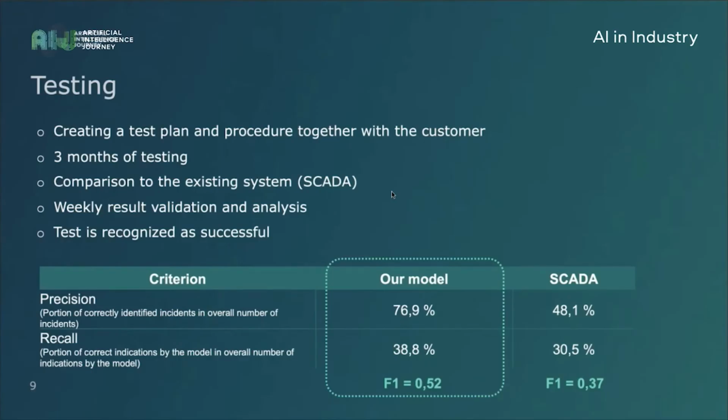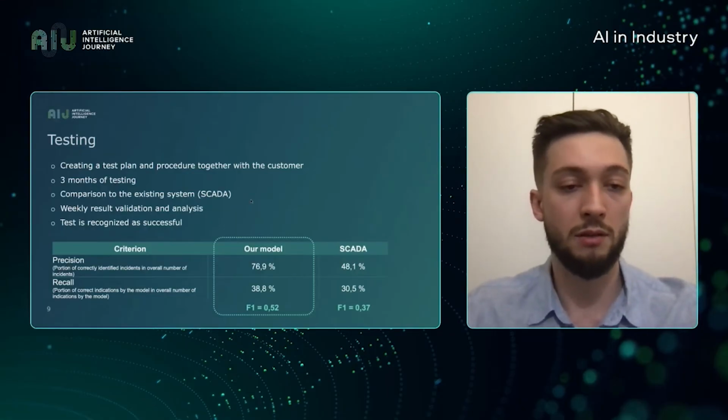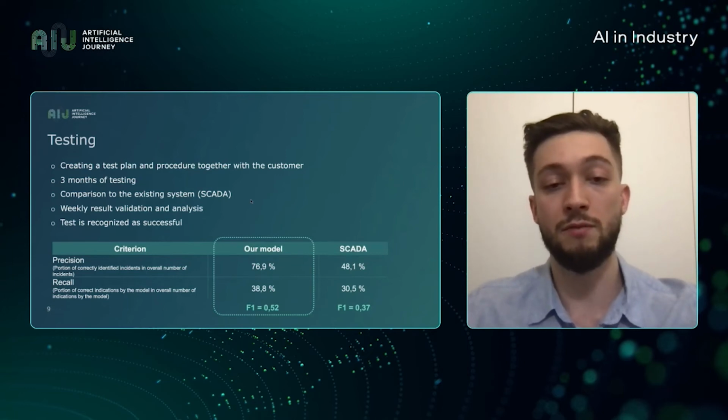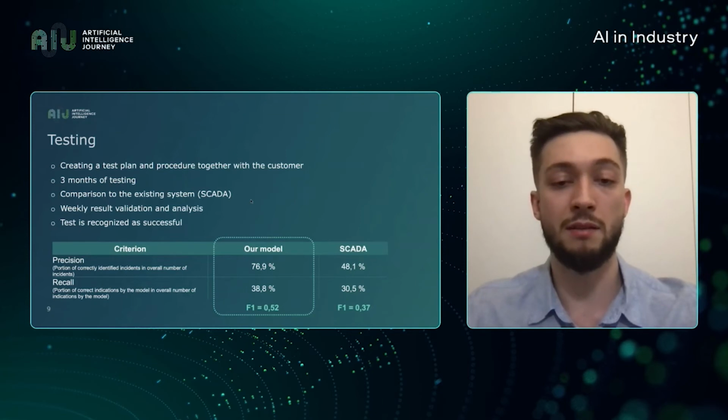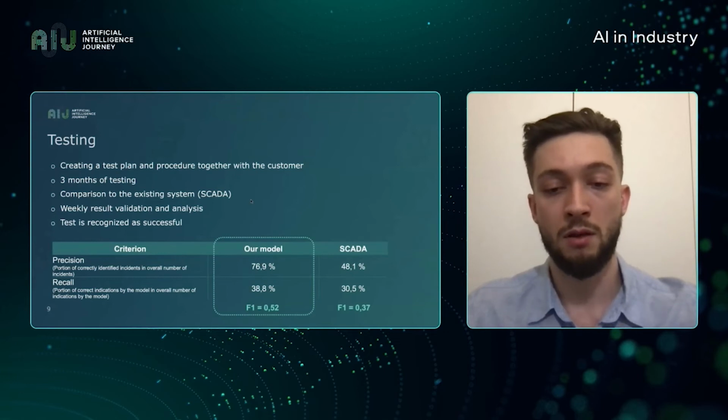For example, now you can see that the customer had the system up and running, and in SCADA they had this existing abnormalities detection, and we compared it not with the absence of the system, but we had a comparison to the existing system. The testing took 3 months, and that was according to the plan. And weekly, we validated the results and looked into the incidents that, according to our opinion or the customer's opinion, were true or false.